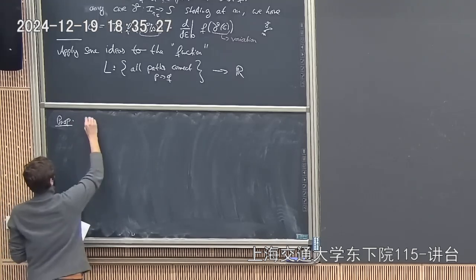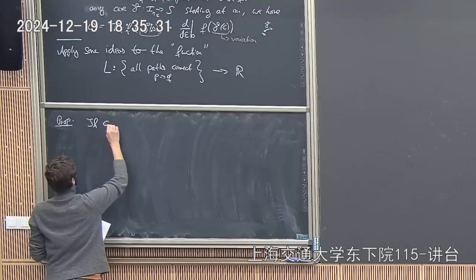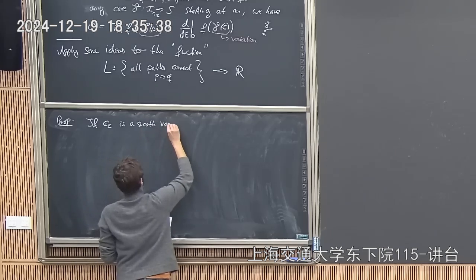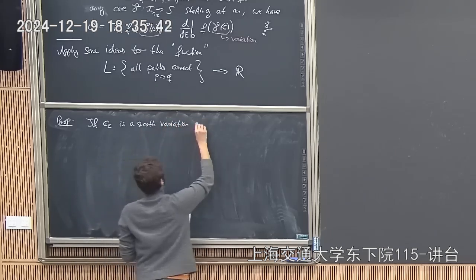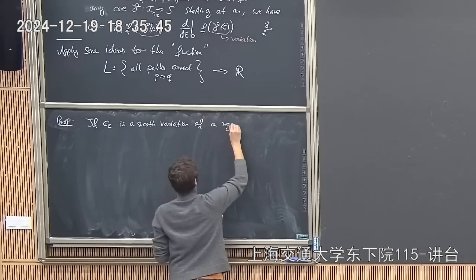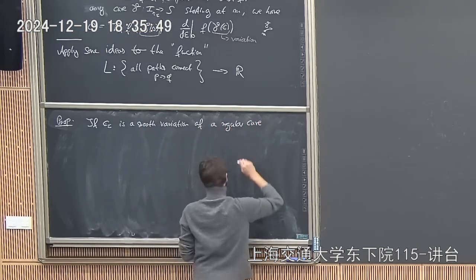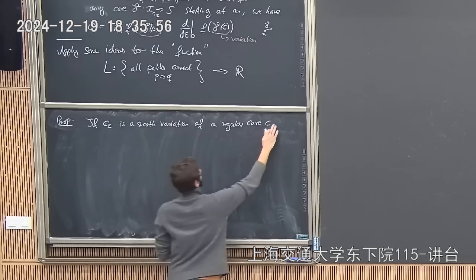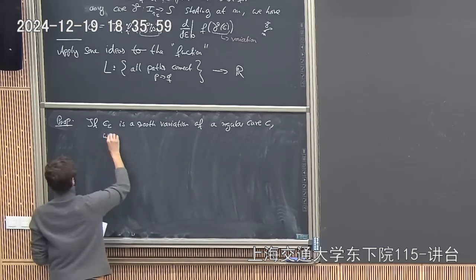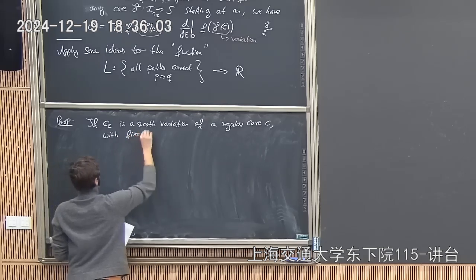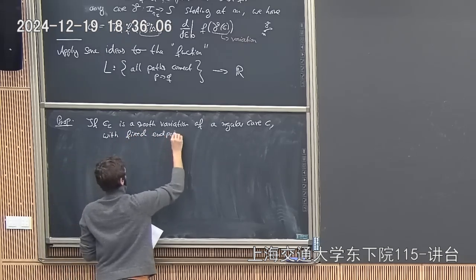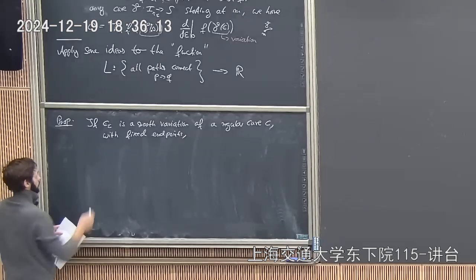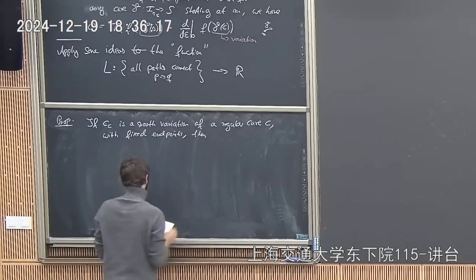The following proposition says that if C of epsilon is a smooth variation of a regular curve C, with fixed endpoints, so the variation is allowed to have only fixed endpoints, then you have the following formulas.